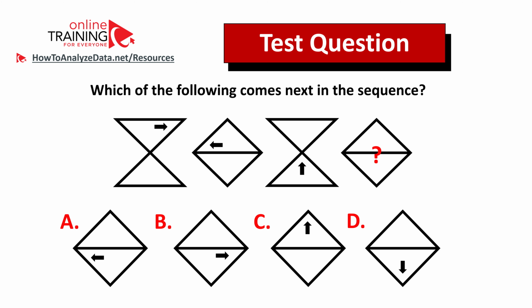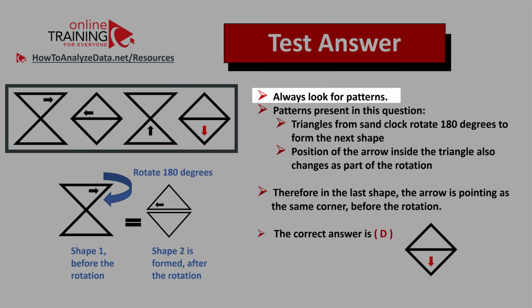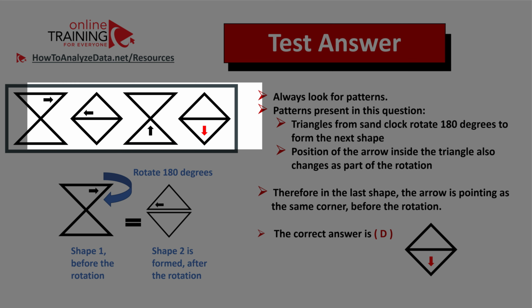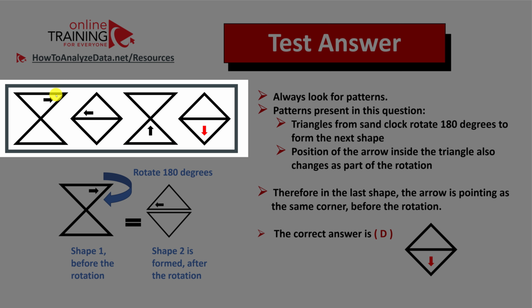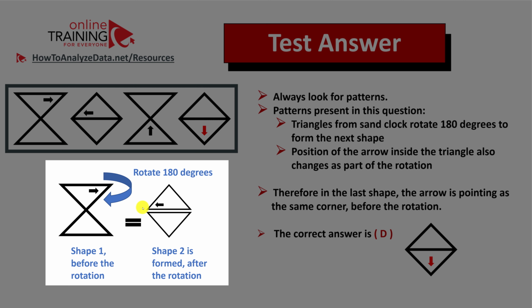Did you figure out the solution? Let's continue to see how we can solve this challenge and get to the correct solution together. As I mentioned, always look for patterns. And the pattern here is triangles rotation. If we rotate triangles from the sand clock and we rotate them 180 degrees, we'll get to the square. And that's exactly what's happening between shape number 1 and shape number 2. And this diagram below explains what's happening.